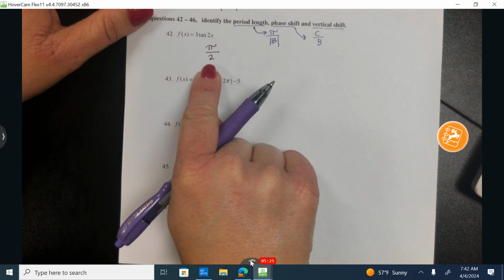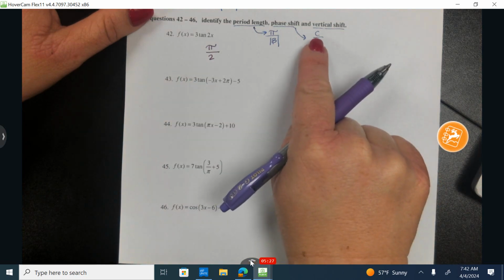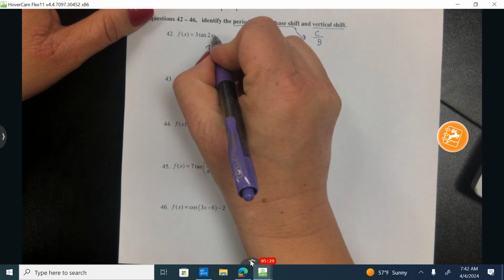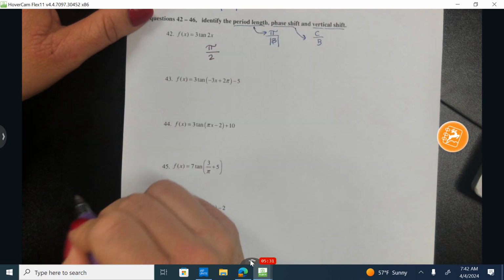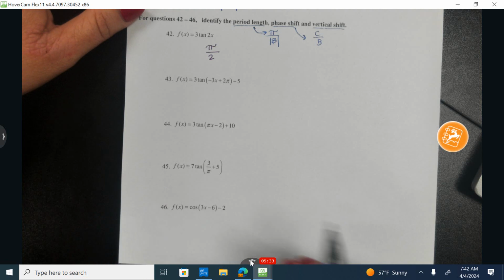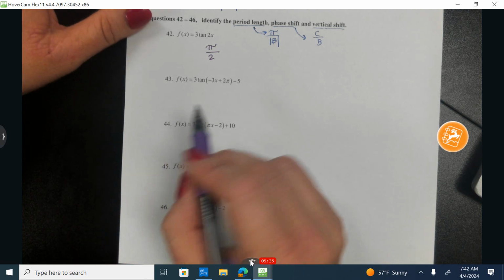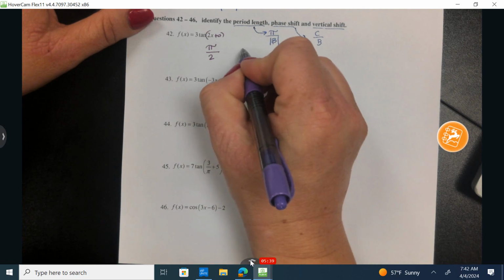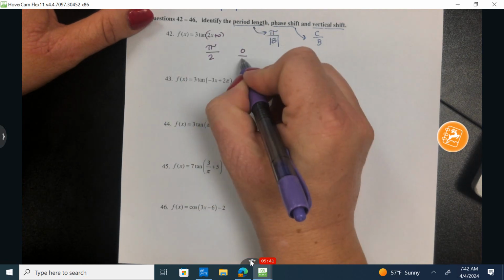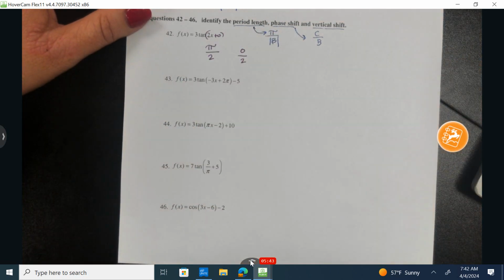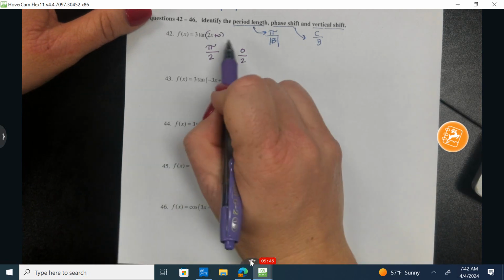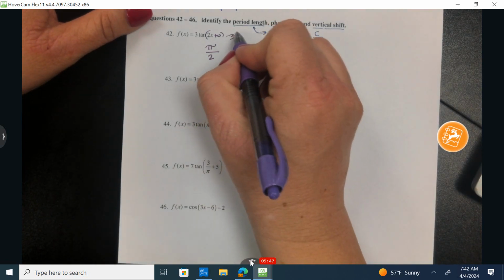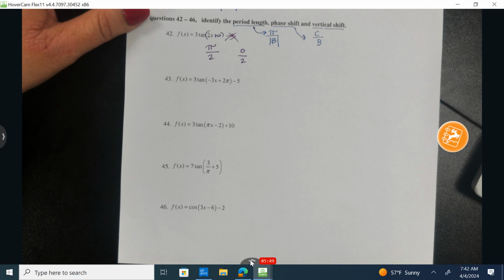Let's look at the phase shift. The phase shift says take the c and divide it by the b. Now there is no c here. So for this particular problem, there is no phase shift, because that would be like plus 0, right? So if I take 0 and divide it by 2, I still get 0. So the phase shift does not exist, or 0 phase shift. And there's no additional number in back like a minus 3, so there is also no vertical shift. Let's look at number 43.